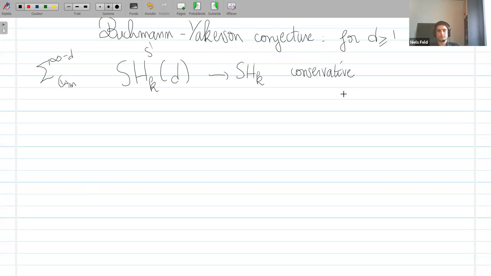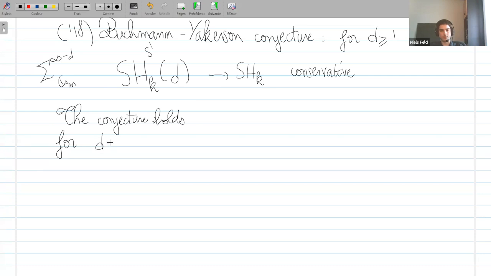Bachmann said that it is folklore, so I don't know. You have a t-structure on both, and basically you can reduce the theorem to proving an equivalence of the hearts of these two categories. And I can say that in 2018 this was conjectured by Bachmann and Yakerson, and it holds for d greater than 2 and characteristic 0.